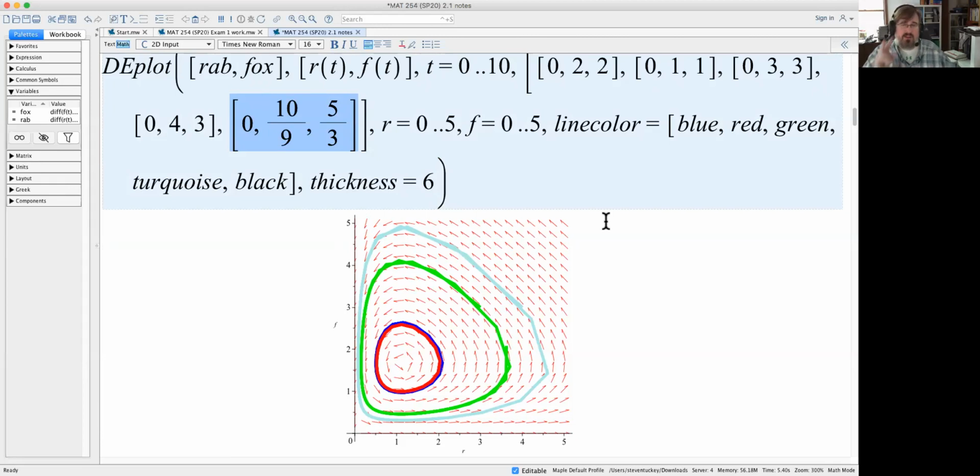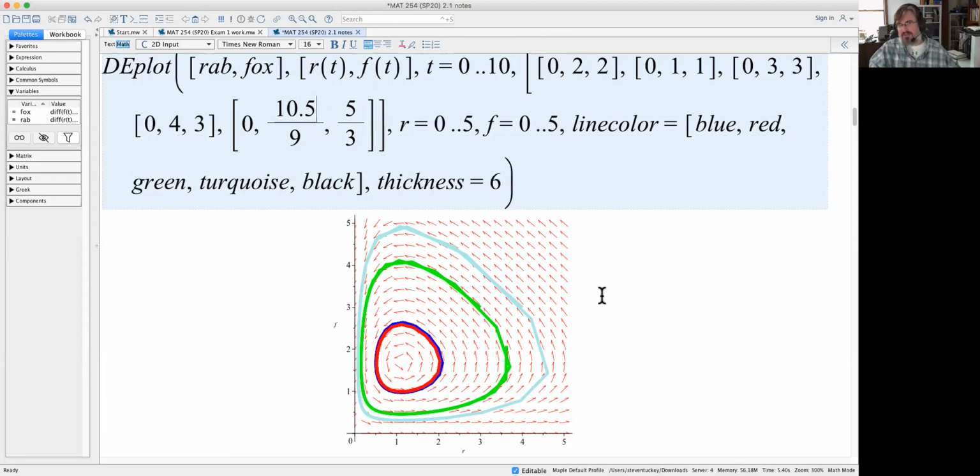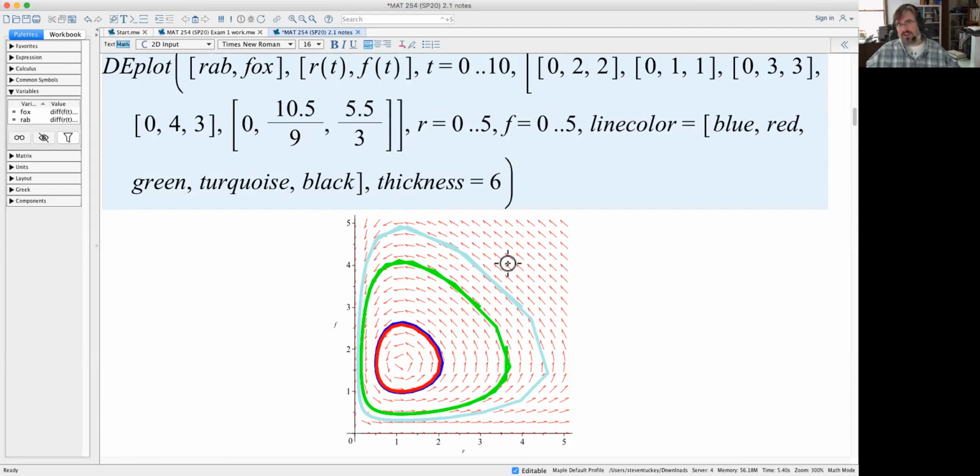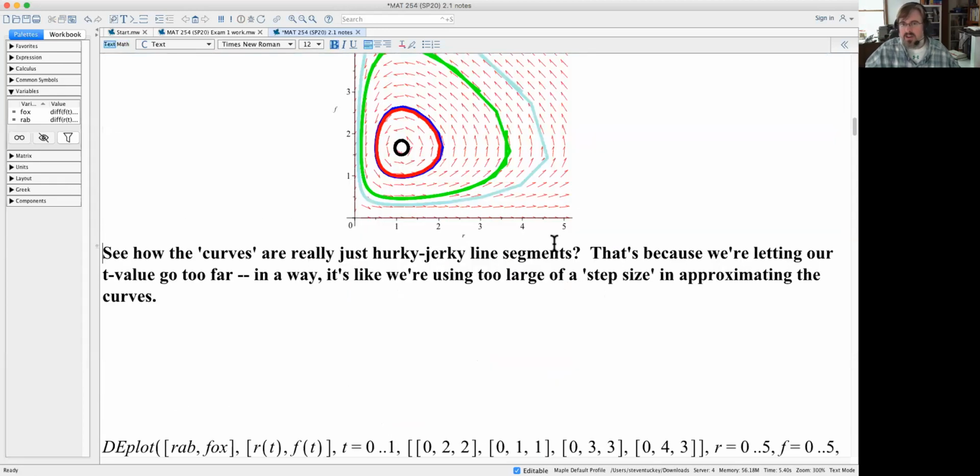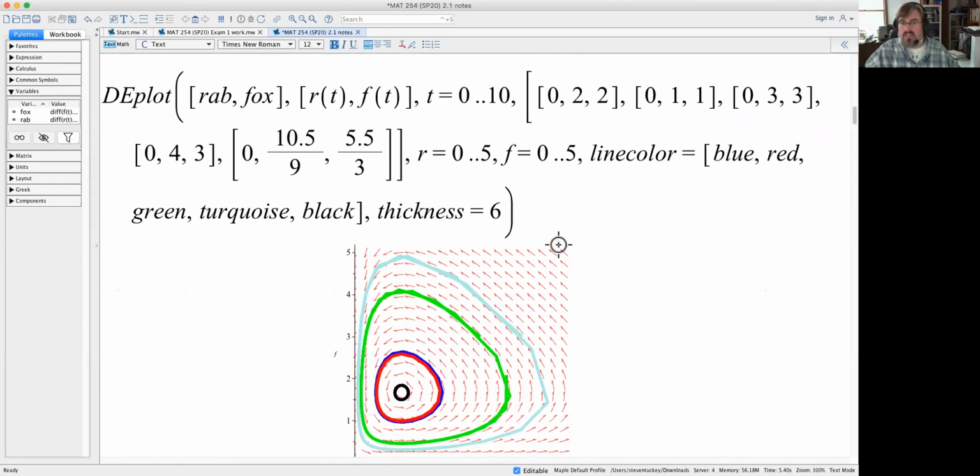So if you want to see it, there's two things that you can do. One is we're going to change this initial condition just slightly. I'm going to make this go from 10/9 to 10.5/9 and make this go from 5/3 to 5.5/3. I'm cheating a little bit. I'm making the R and the F values slightly bigger than they need to be. And what we see when we do this is a circle. And that circle is going right around my equilibrium.